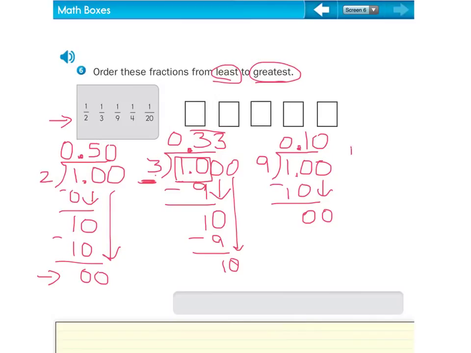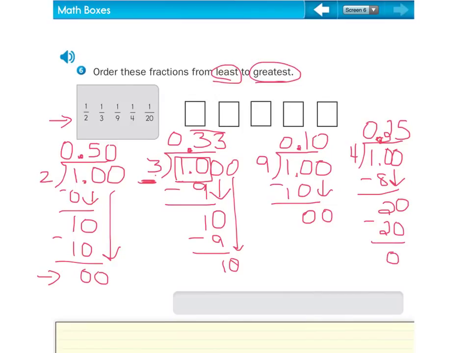Next one, 1/4. 4 goes into 1.00. Put my decimal up there at the top. 4 does not go into 1. 4 into 10, 2 times. 2 times 4 is 8. 10 minus 8 is 2. Bring down your 0. 4 into 20 is 5. 5 times 4 is 20. And 20 minus 20 is 0.